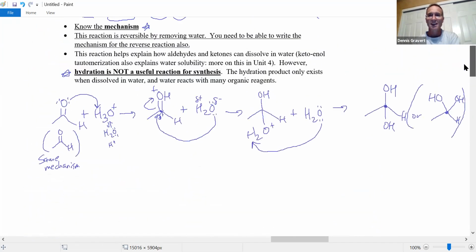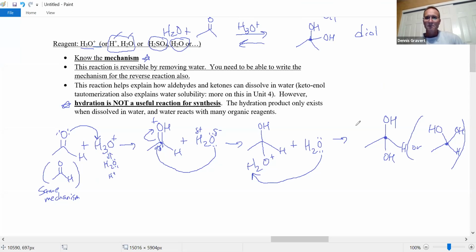And I think I left out that feature over here. I forgot to point out that when this water molecule grabbed an H plus, we reformed hydronium ion. So we started with hydronium and we get it back at the end. Again, it's a catalyst. The hydronium ion is not being used up.